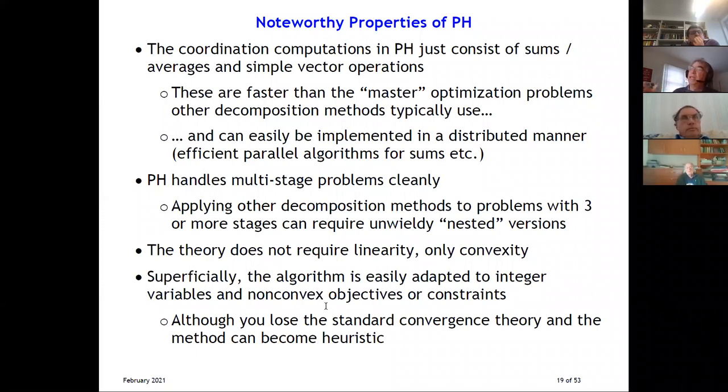Superficially, it's also very easy to generalize the method to non-convex problems or problems that have integer variables. Although it's somewhat superficial because you lose the standard convergence theory. So you have more of a heuristic then, but at least you have something.